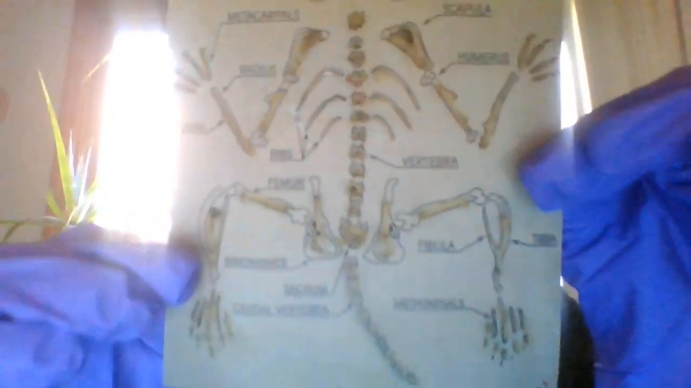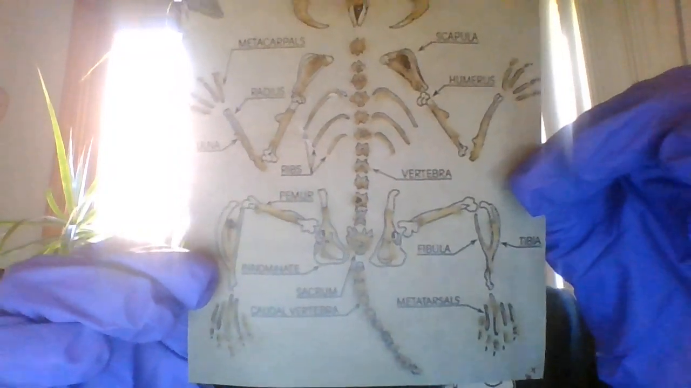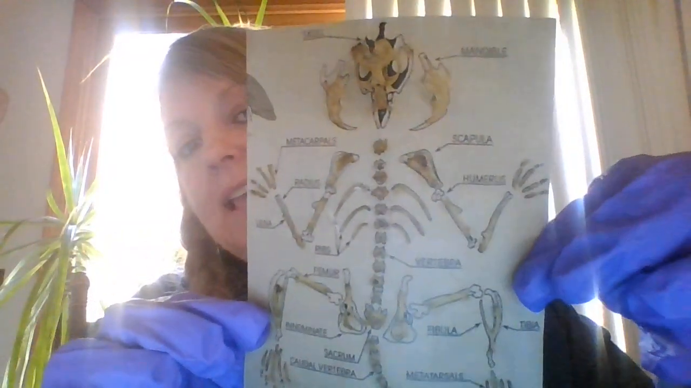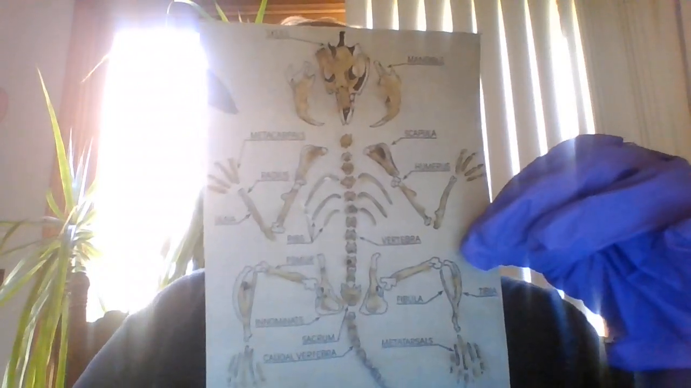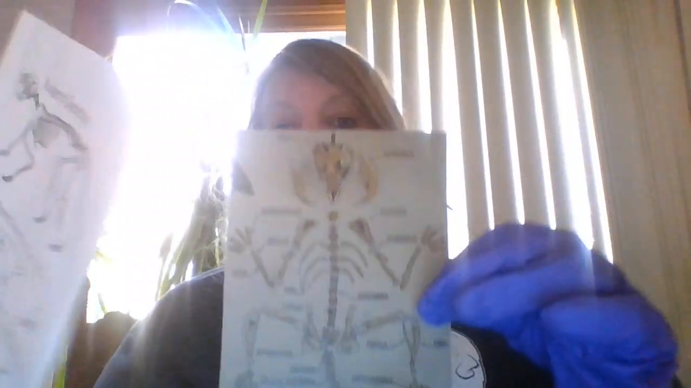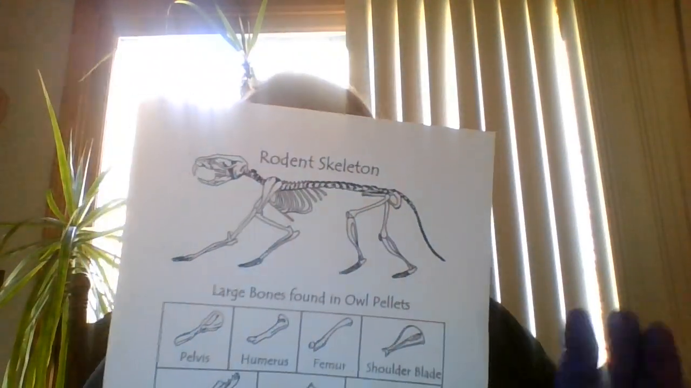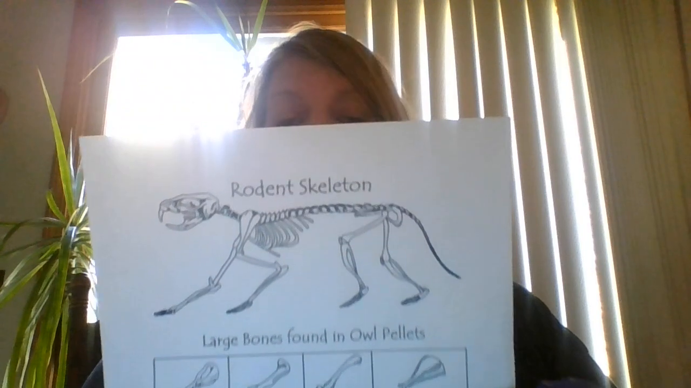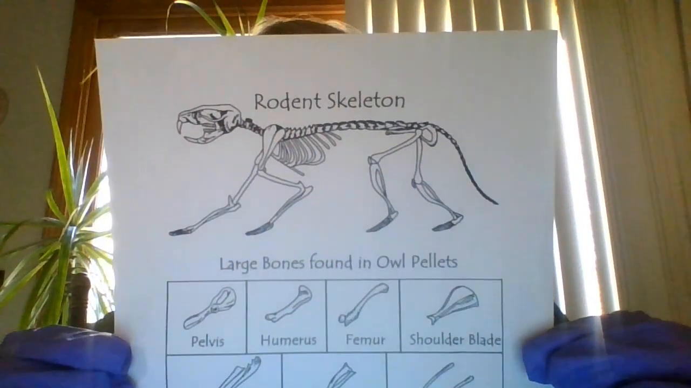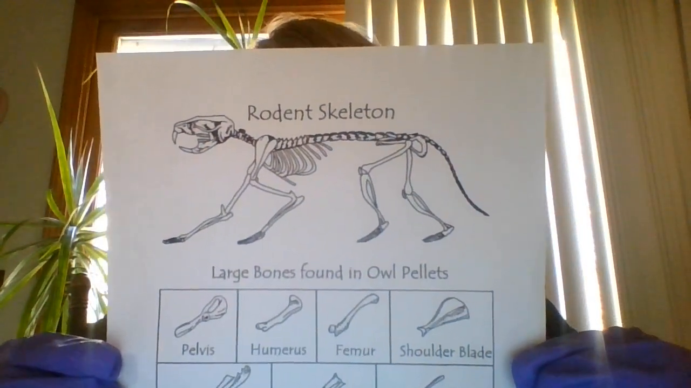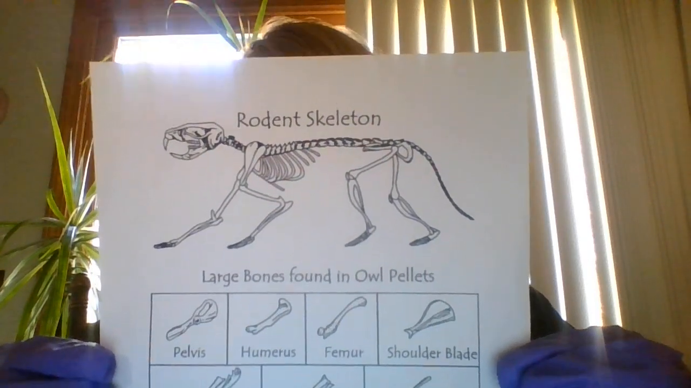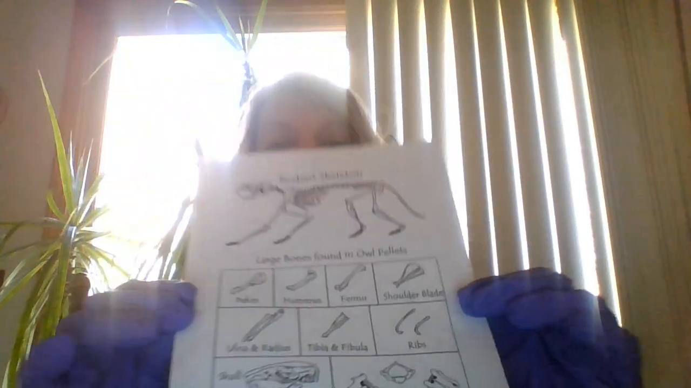So after we look through the owl pellet and we get all of the different types of bones, you can see that they can be put back together, and you'll be able to see which type of prey the owl actually ate. Now, owls eat or hunt 1 to 2 times each day, once in the morning and once in the evening. So they produce 1 to 2 pellets per day.